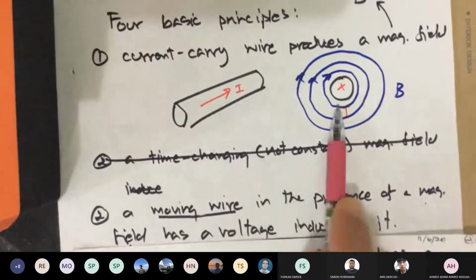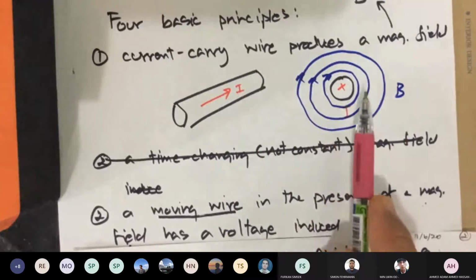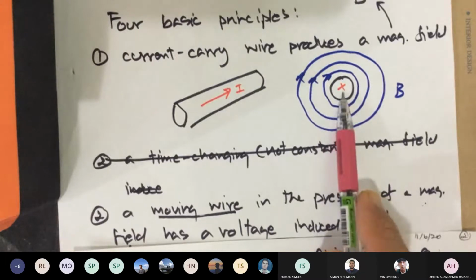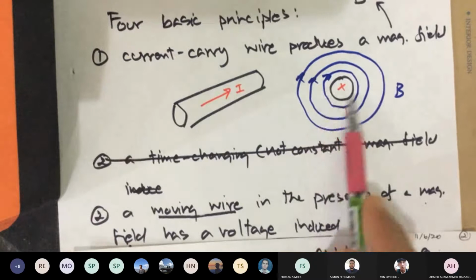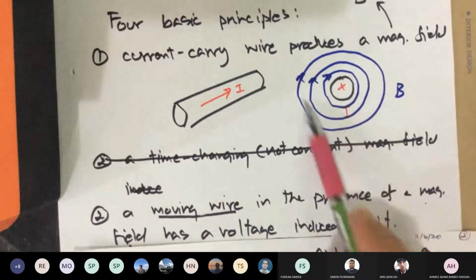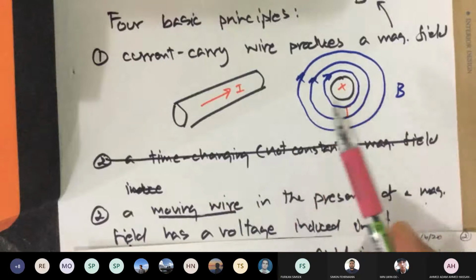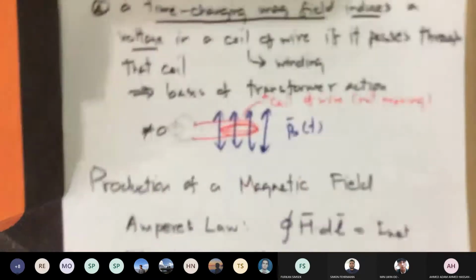Now, the problem with this is that it's not really strong. Right now maybe on your desk, next to you, you have a phone. That phone will generate a magnetic field, but it's very, very weak. And if it's very weak, that's not usable. Too weak. So we need to make it stronger in order to utilize it to make the electrical machines that we want.